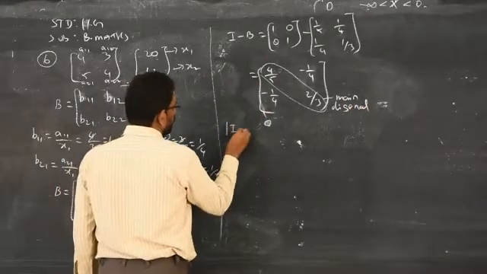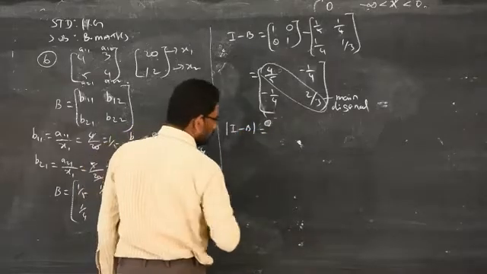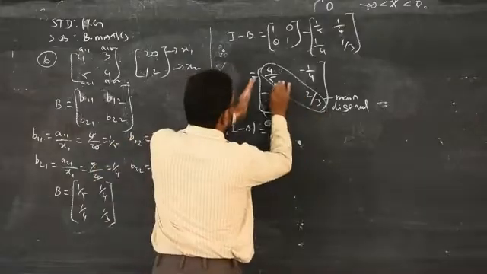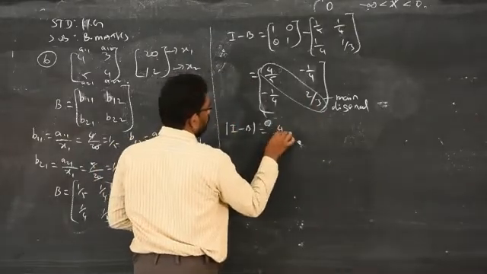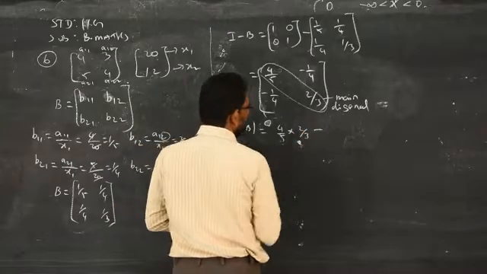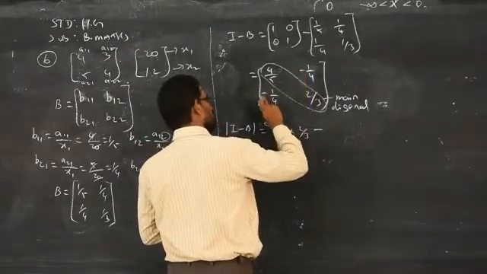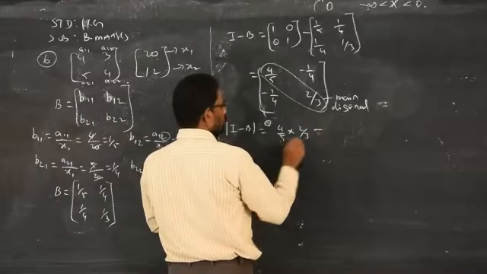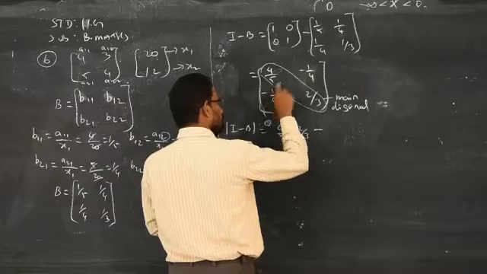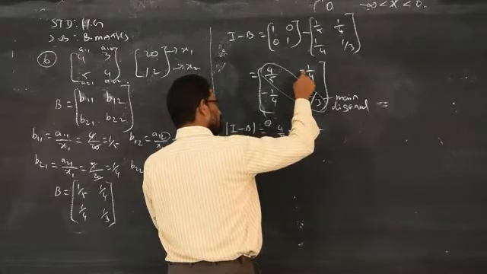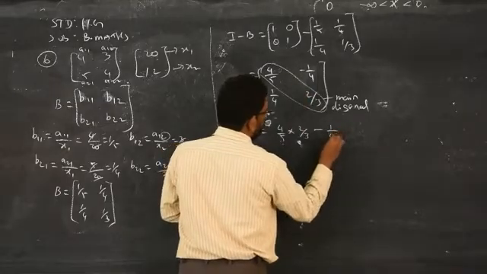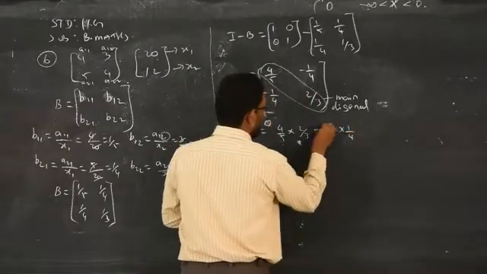Then you have to find the determinant of I minus B. What is the determinant? Cross multiplication. 4 by 5 into 2 by 3 minus, formula: minus into minus is plus, so plus into again minus is minus. This is the formula minus. After writing the formula minus, you multiply these two. Minus into minus plus. Plus into minus minus. 1 by 4 into 1 by 4. Be careful of this sign.